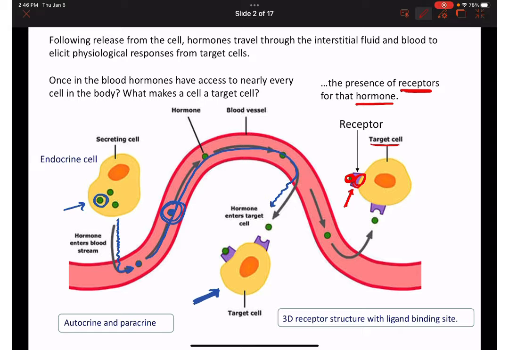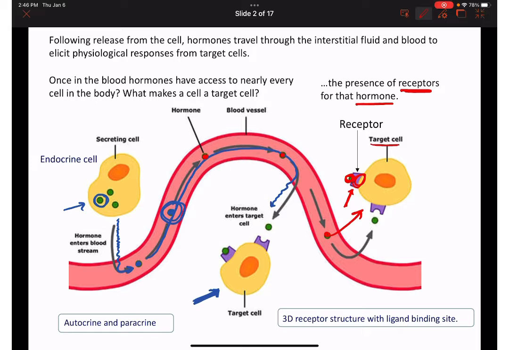And typically, when we have a hormone that travels through the blood and it acts on a distant target cell, that's what we call a traditional endocrine response. That's a traditional endocrine manner of acting. But there's a couple other things that can happen.